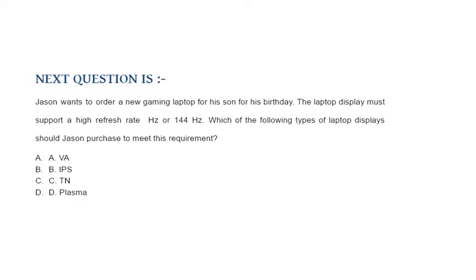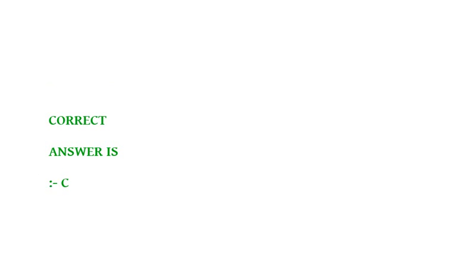Next question is, Jason wants to order a new gaming laptop for his son for his birthday. The laptop display must support a high refresh rate of 144 Hz. Which of the following types of laptop displays should Jason purchase to meet this requirement? Option A, VA. Option B, IPS. Option C, TN. Option D, plasma. Correct answer is option C.